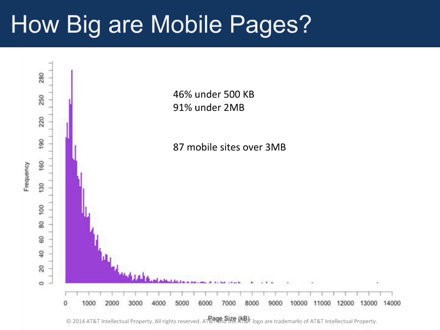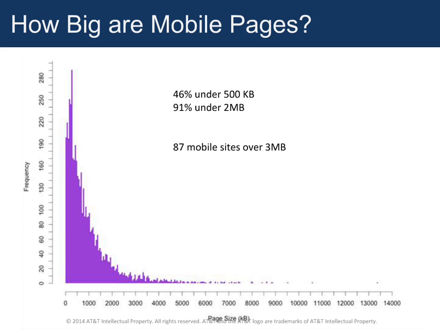And so if we start looking at how big mobile pages are, this is a graph showing the count of the number of websites versus the page size. You can see in mobile that a great majority are under 1 megabyte, under the 1,000 kilobytes. 91% of all the sites are under 2 megabytes, but there are 87 mobile sites in the HTTP Archive that measure in at over 3 megabytes in size.